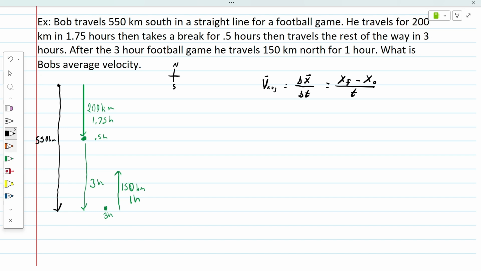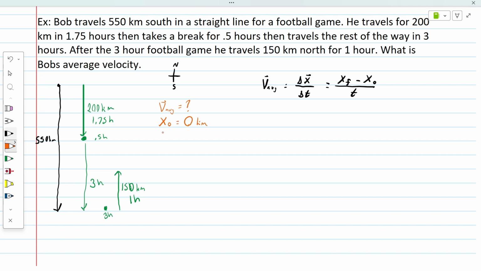Okay, so let's list out what we have here. We want to find our V average, so V average is what we want to find. We can denote our starting position x initial, and this 0 just means initial, or it's usually called not. So that'll be our initial position, and we can choose really anything, right? Because we're not given any coordinates here. So to make our lives easier, we'll just make the initial position 0, or 0 kilometers.